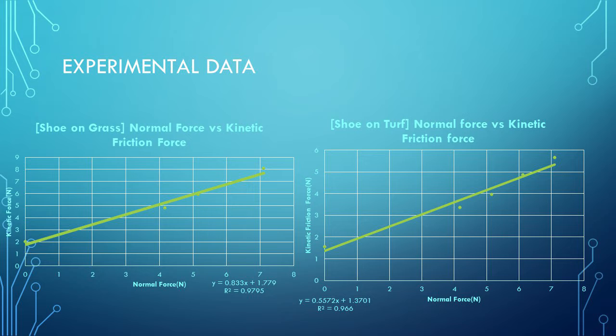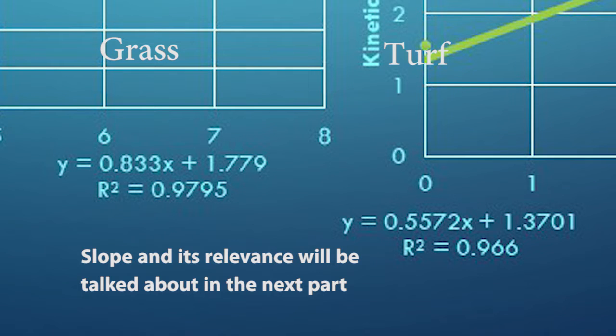Graph. Although these two graphs look very similar, there are still some differences. First, the amount of kinetic friction at 0 newtons of normal force on natural grass is greater than that of the shoe on turf. This is shown through the y-intercept in the equation.